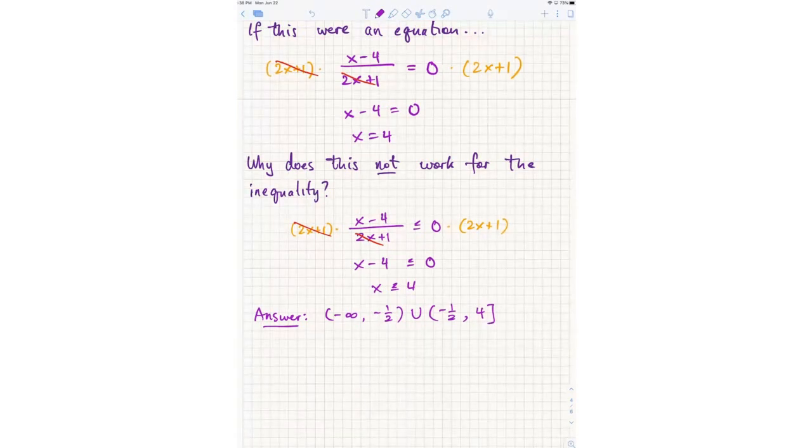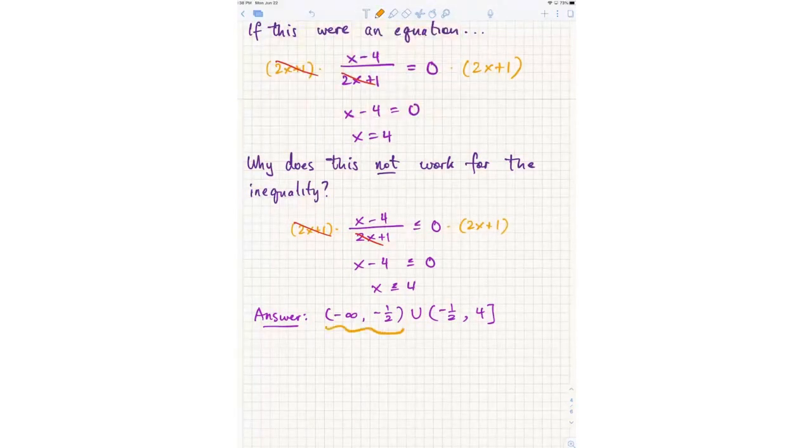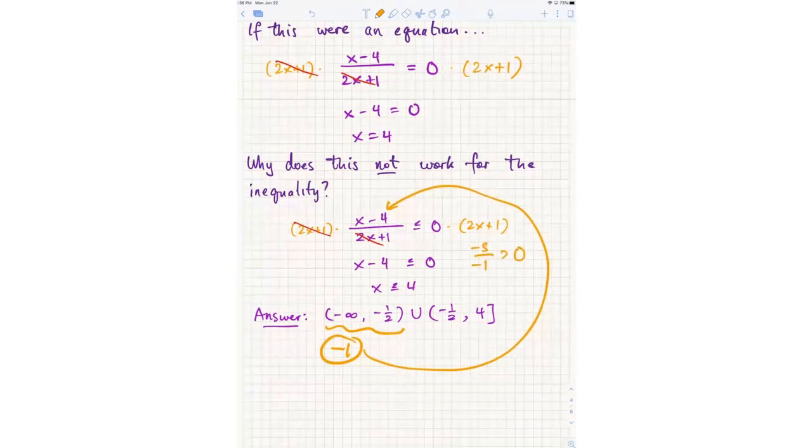But it's wrong, right? The correct answer, as I've already said in the very beginning, is just the interval negative 1 to 4. For instance, I know that this is not the correct answer because if I were to plug in negative 1, I'm claiming that negative 1 solves the inequality. But if you put negative 1 into this original inequality, you get negative 5 over negative 1, and that's actually positive. Negative 1 does not satisfy the inequality.